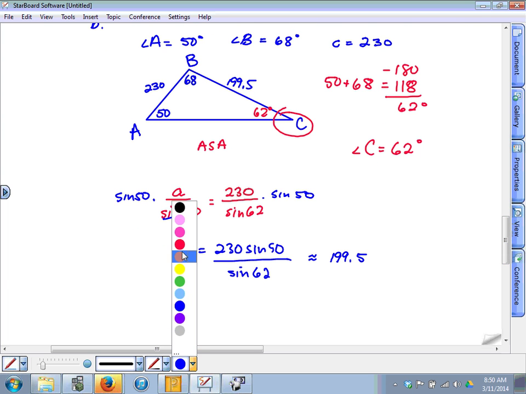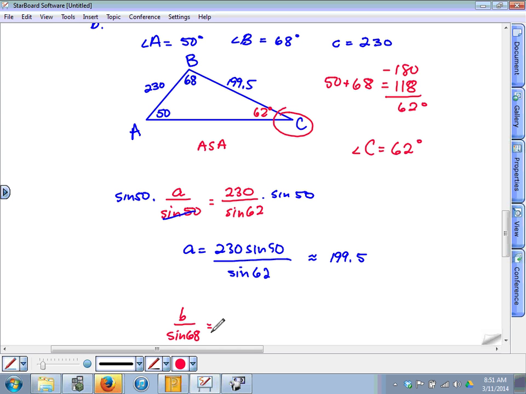Now we've got to solve for b. So little b over sine of angle b, which is 68. Now, you can make a choice here. Do we have to use little c over sine c anymore? And the answer is no, but here's the thing. Are you listening carefully? Accuracy is important. If we choose to use 199.5 over the sine of a, is our answer going to be as accurate as it could be? Why not?